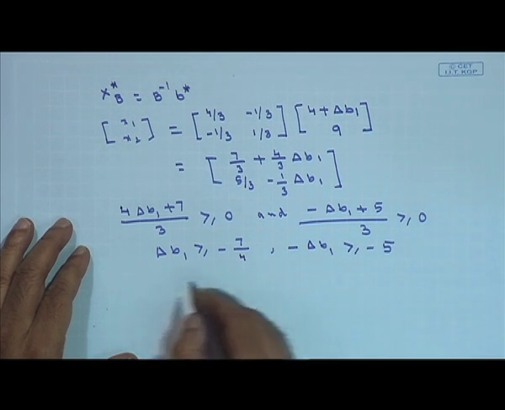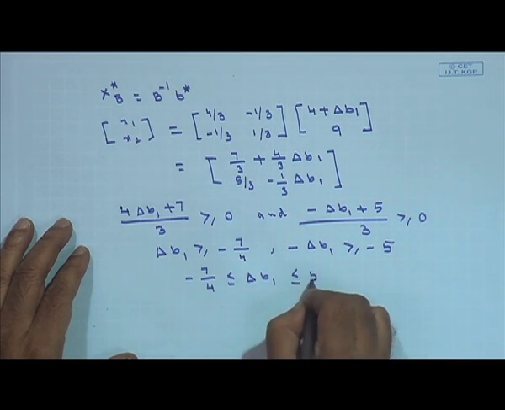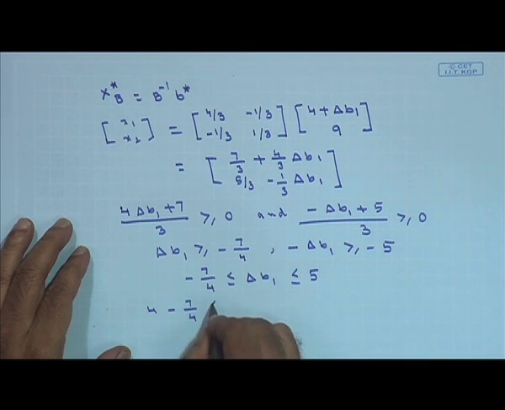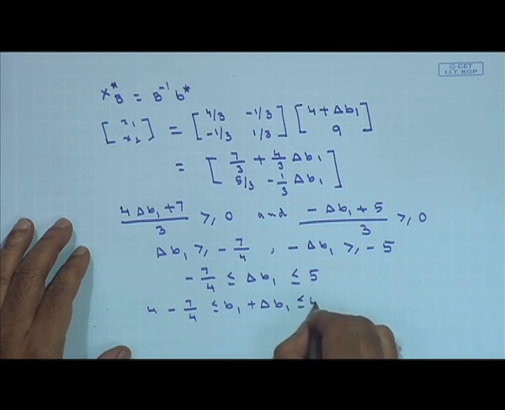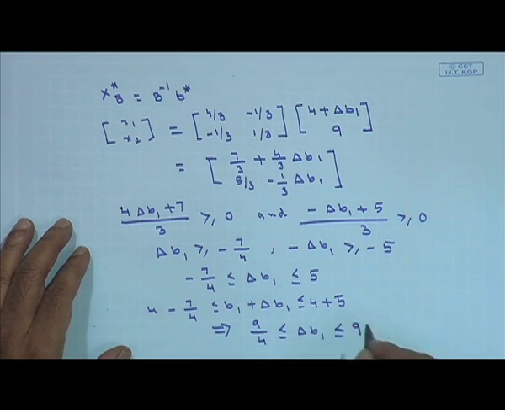If I combine these two, then minus 7 by 4 is less than or equal to delta B1, less than or equal to 5. So, I can write down, original value was 4. So, 4 minus 7 by 4 less than or equal to B1 plus delta B1, which is less than or equal to 4 plus 5. Or in other sense, this implies 9 by 4 less than or equal to B1 star less than or equal to 9.